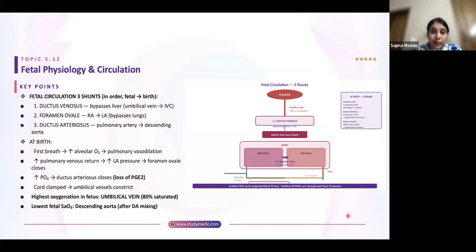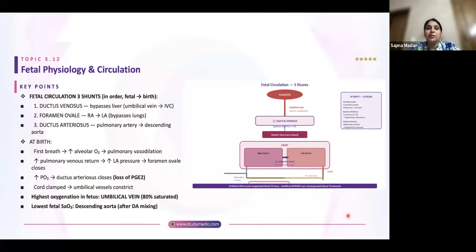In the foramen ovale, that is a gap between the right atrium and the left atrium. This is because even the lungs are non-functional in the fetus. Therefore, the blood is shunted from the right atrium to the left atrium, so that more and more oxygenated blood goes from the left atrium, left ventricle to the entire body. Okay, so that is your second shunt.